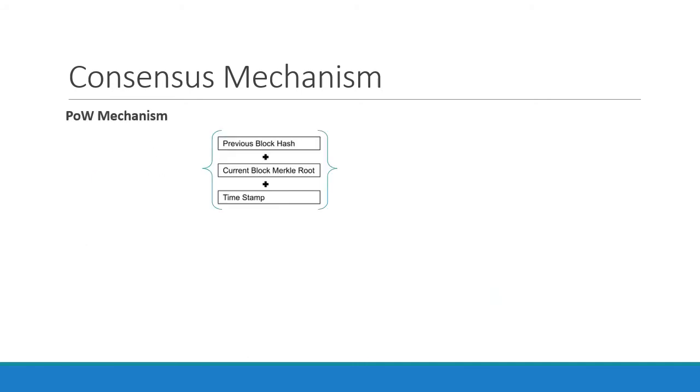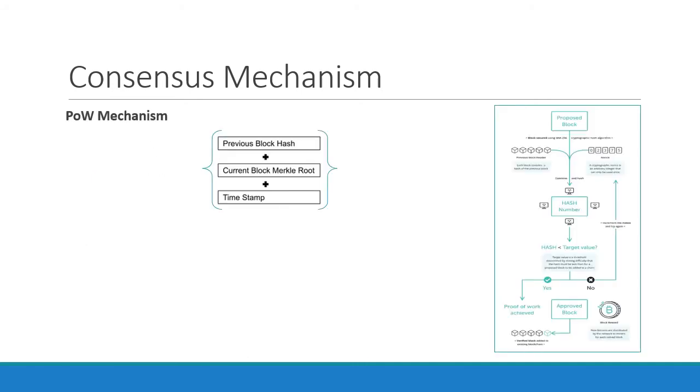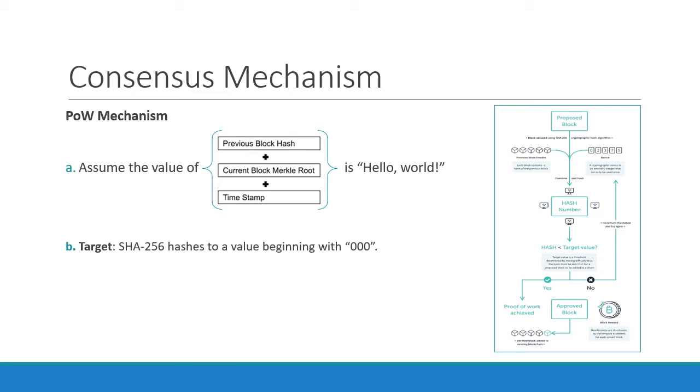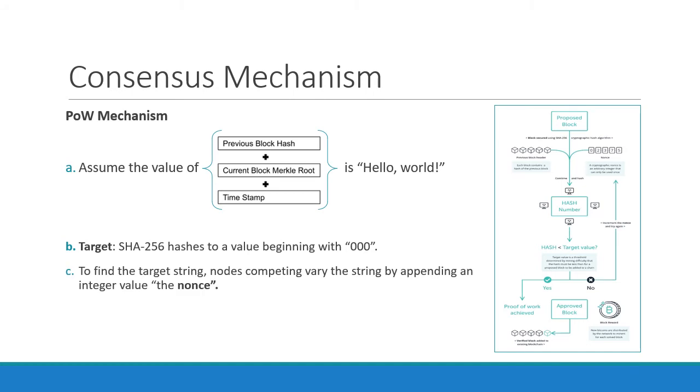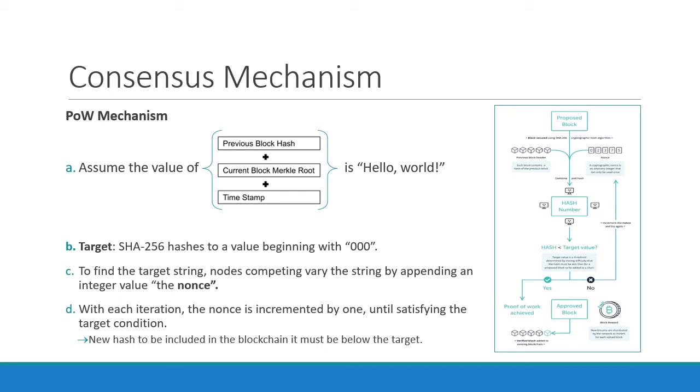We should understand that the data in a candidate block is invariant. Hence, a hash of an invariant is also invariant. The miners thought about the easiest way to vary an invariable: appending an integer to be incremented with every iteration until hitting the goal. This variable is the nonce.